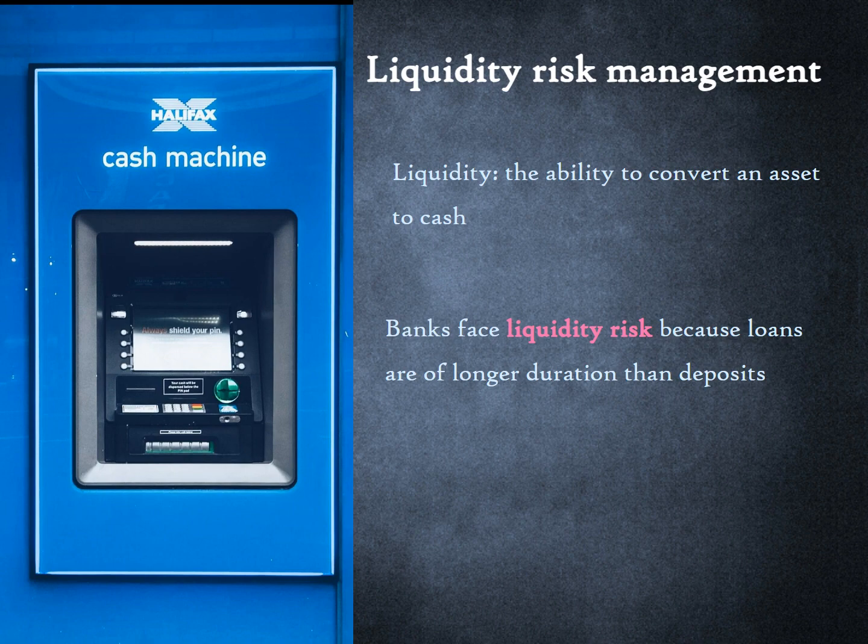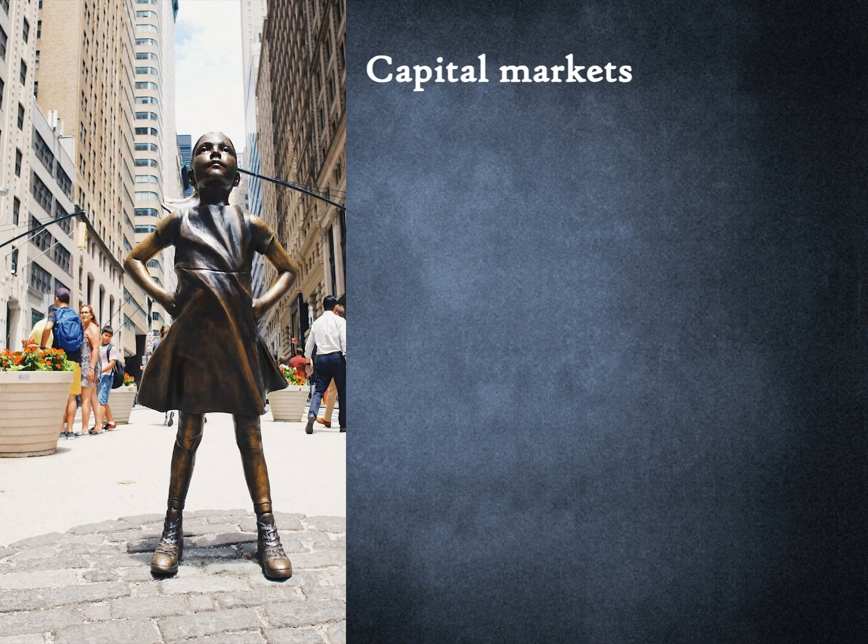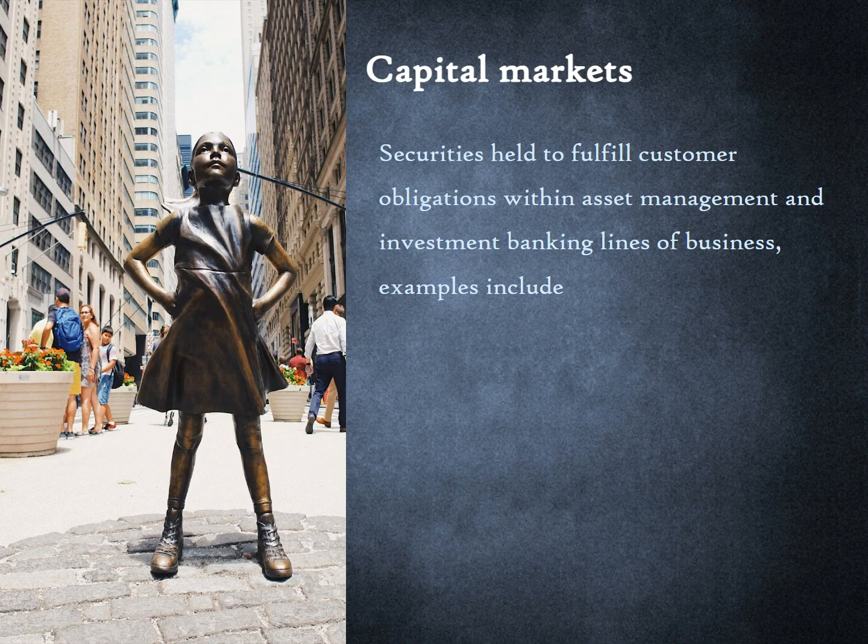To manage the risks arising out of the mismatch between the maturity of loans and deposits, banks may invest in securities, which are easier to sell in a cash emergency. Large global banks hold securities to fulfill customer obligations within their investment banking and asset management lines of business. Examples include market making, where the bank holds inventory of securities to fulfill customer orders. Another example is holding securities for securities lending. An investment bank may subscribe to a portion of an IPO to fulfill a firm commitment obligation.